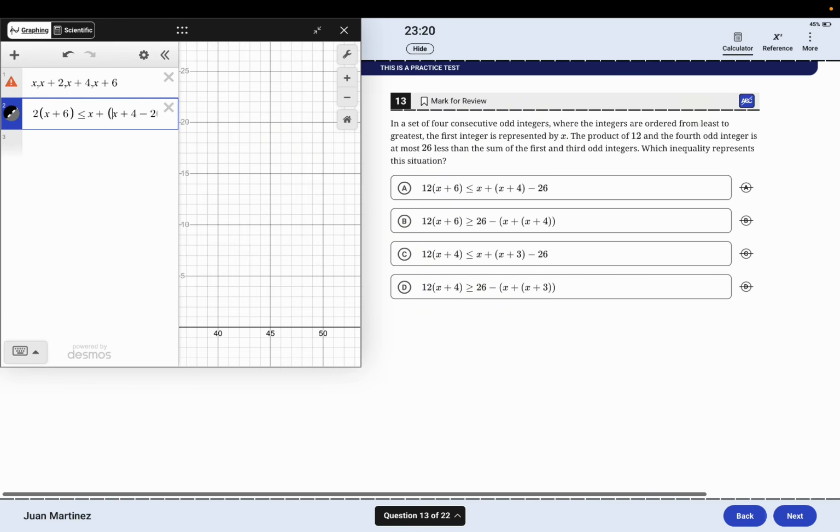And you can make it like this, make it a little bit prettier. But you should notice that it's going to be a, right? I mean, it's literally the exact same one that we got. X plus 4 minus 26.